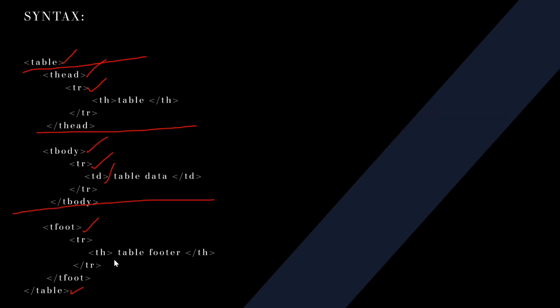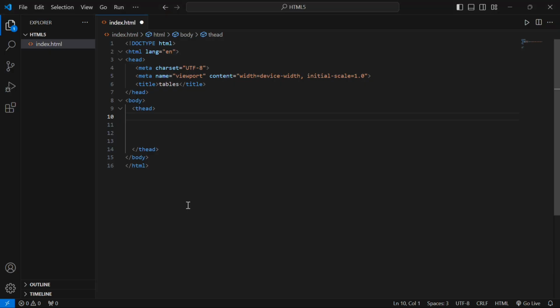So let's go to the VS Code. So here, I have given the title as table. In between the body tag, I'm going to execute my code. So I am writing the table tag, table open and close tag. In between the table tags, we're going to write all the tags related to the table.